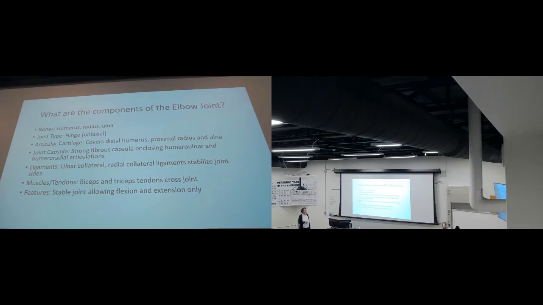Now, there is an articulation between the head of the radius and the radial notch of the ulna, proximally. So that's the proximal radio-ulnar joint. And this joint helps us to do movement of our palm down, which is called pronation, and movement of our palm up, which is supination. And we have a capsule that encloses the humeroulnar and the humeroradial articulations.